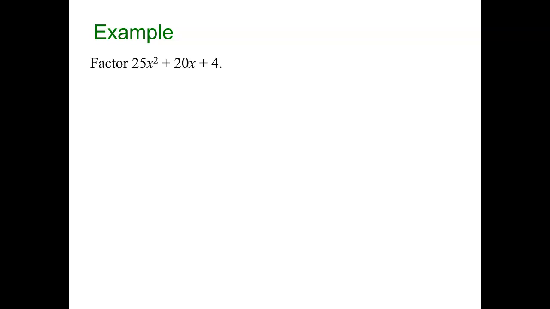25, 20, and 4 don't all have the same common factor. 25 and 20 do. 20 and 4 do. But all three don't have the same one. Okay? So I can't factor out a GCF. And I'm still stuck with a leading coefficient. So I'm going to have to apply a different technique.